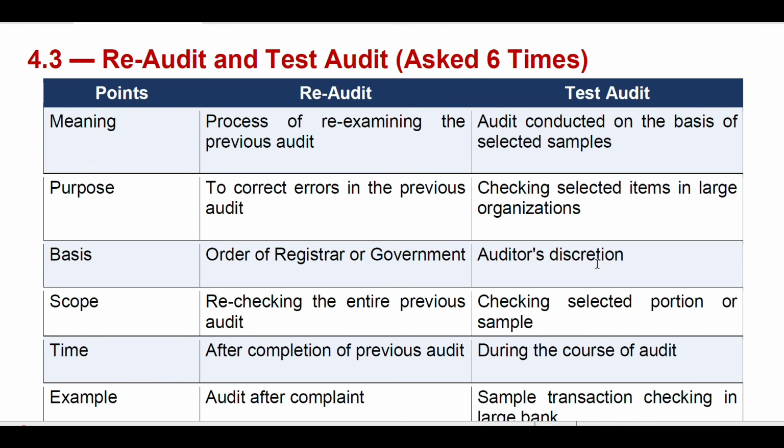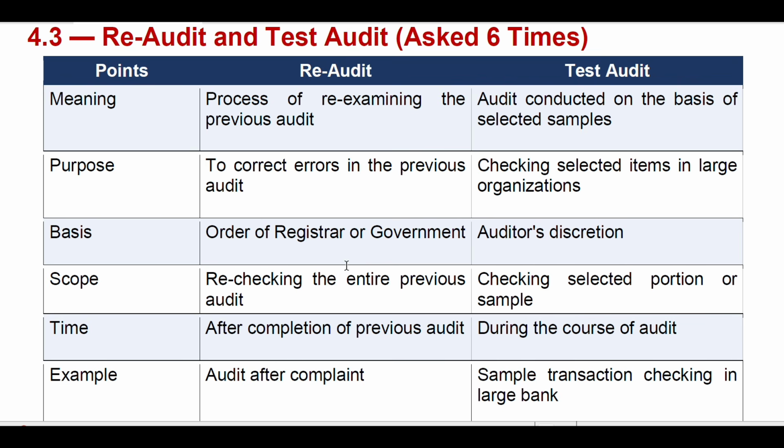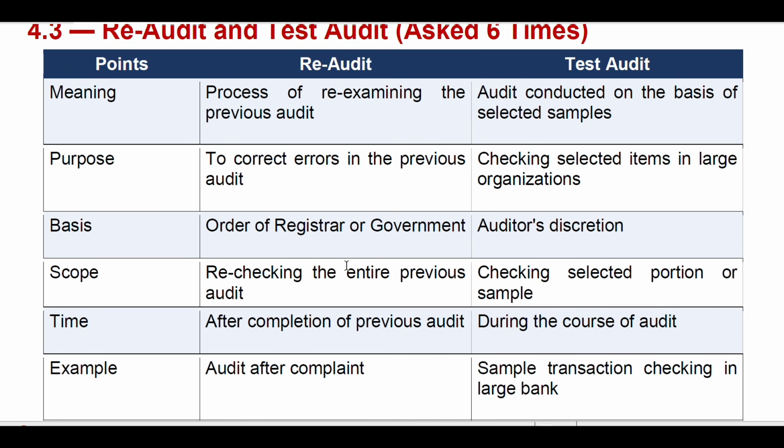Question number 3, re-audit and test audit, asked 6 times. Re-audit, what is the meaning of re-audit? In the 2025 examination, re-audit and test audit was asked. The process of re-examining the previous audit is called re-audit. Purpose: to correct errors in the previous audit. By order of the registrar or government, rechecking the entire previous audit after completion of the previous audit. What is the example of re-audit? Audit after a complaint is the example of re-audit.